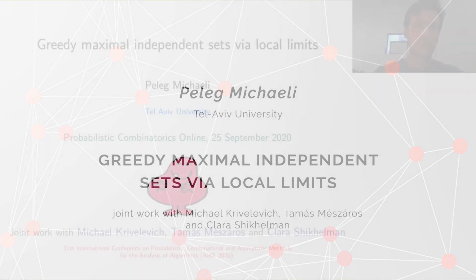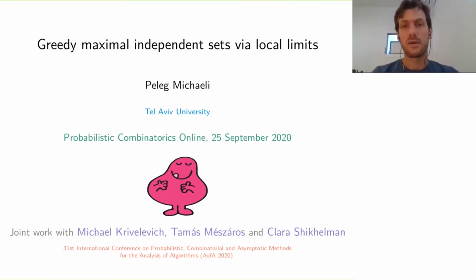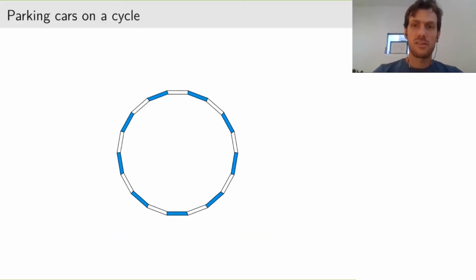I'm going to talk about the random greedy algorithm for producing a maximal independent set and how to analyze it using local limits. This is based on joint work with Michael Krivelevich, Tamás Mészáros, and Clara Shikhelman. So let me start with a toy example.